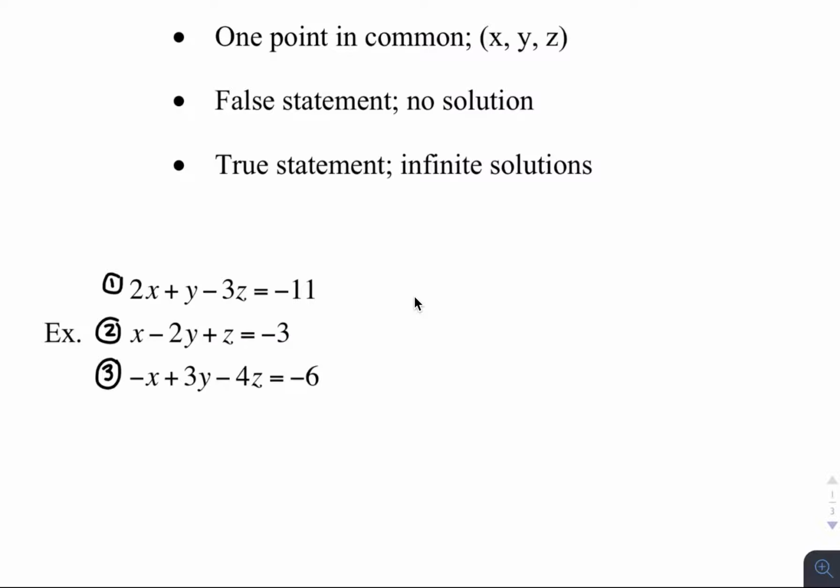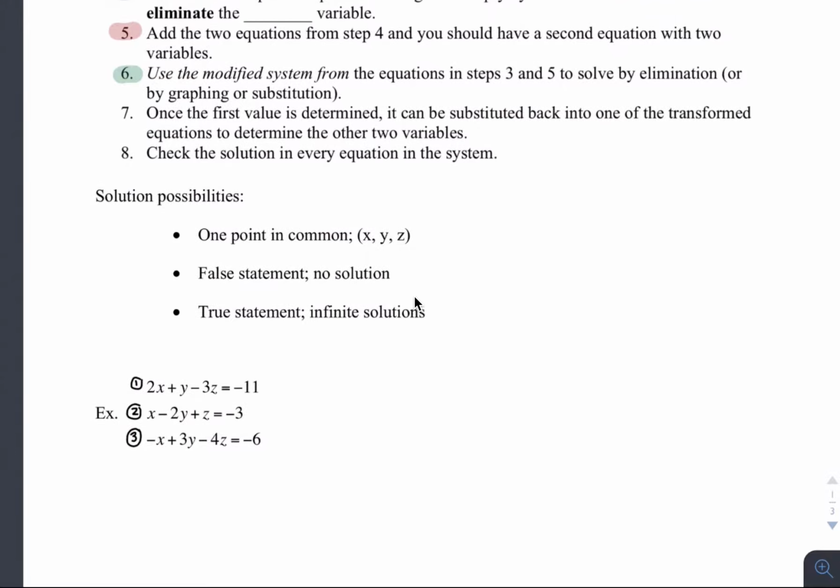If I look at the coefficients of my x, I've got a 2, a 1, and a negative 1. So that one seems fairly easy to eliminate. The y's, I have a 1, a negative 2, and a 3. So the 2 and 3 will be harder to match. And then the z's, I've got a negative 3, a 1, and a 4. So the 3 and 4 will be a little harder to match as well. So I'm going to eliminate the x's.